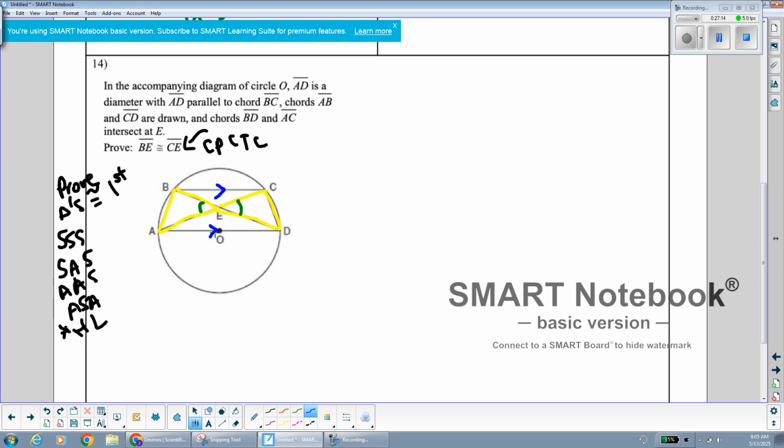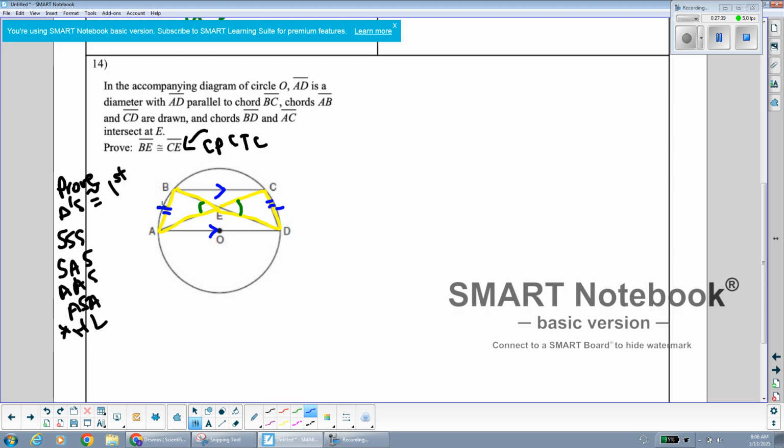So we have parallel chords. Remember, the arcs in between them are congruent. So that would make these sides congruent, because congruent chords intercept congruent arcs. If these chords are touching congruent arcs, then they're congruent to each other. Once again, congruent chords intercept congruent arcs. I don't know if that'll help, but that gives me some stuff I could use here.